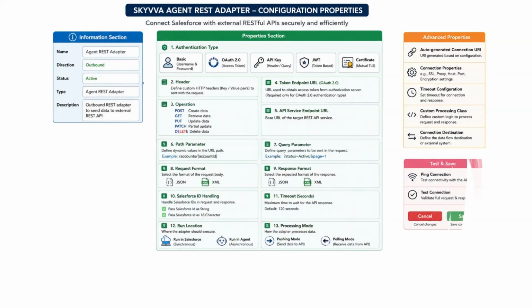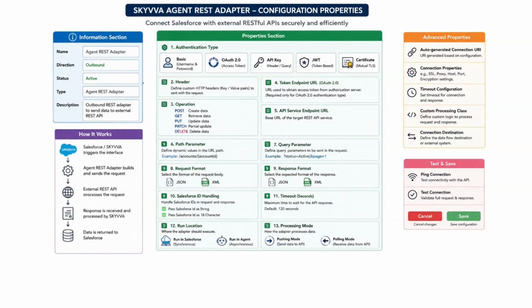Step 4 is the Test and Save button section. Here we can validate the configuration. For ping connection, use it to test API connectivity. For test connection, use it to validate full request and response. After testing, we can either save or cancel the configuration. Step 5 is the How It Works section. This section provides a high-level overview of how the Agent REST Adapter communicates between Salesforce and an external REST API.